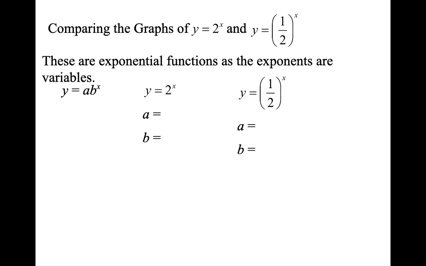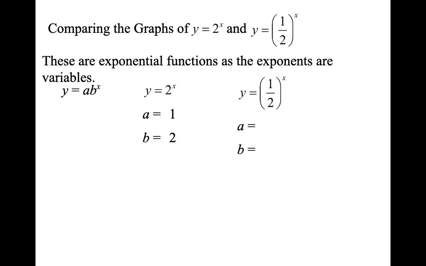For the first one, y is equal to 2 to the power of x. What is the value of a? Well, there doesn't even look like there is an a value, right? We see the base 2, we see the exponent x, but there's no number multiplying that. When you do not see another number multiplying the power, that's because a is equal to 1. Writing that you're multiplying by 1 is redundant, so we don't have to write it. We have 1 times 2 to the power of x. Our b, which is the base for our function, is 2.